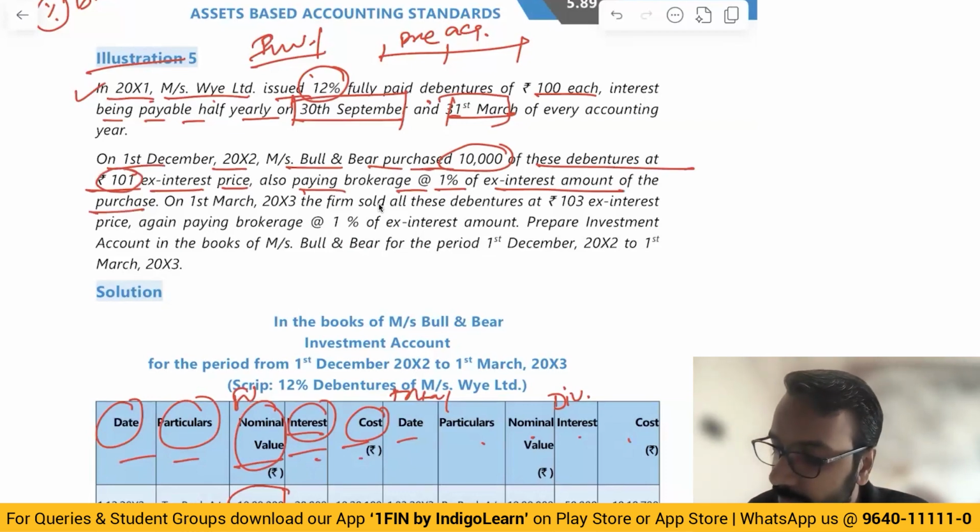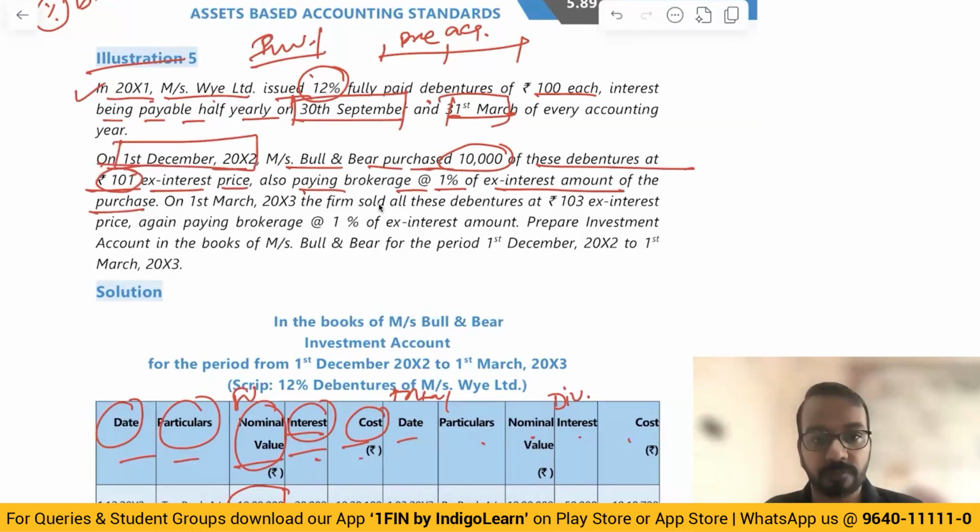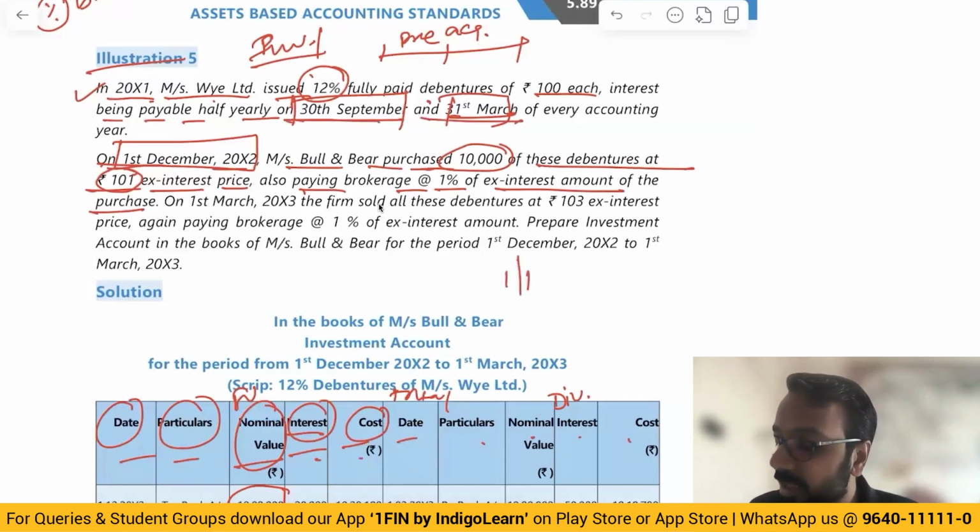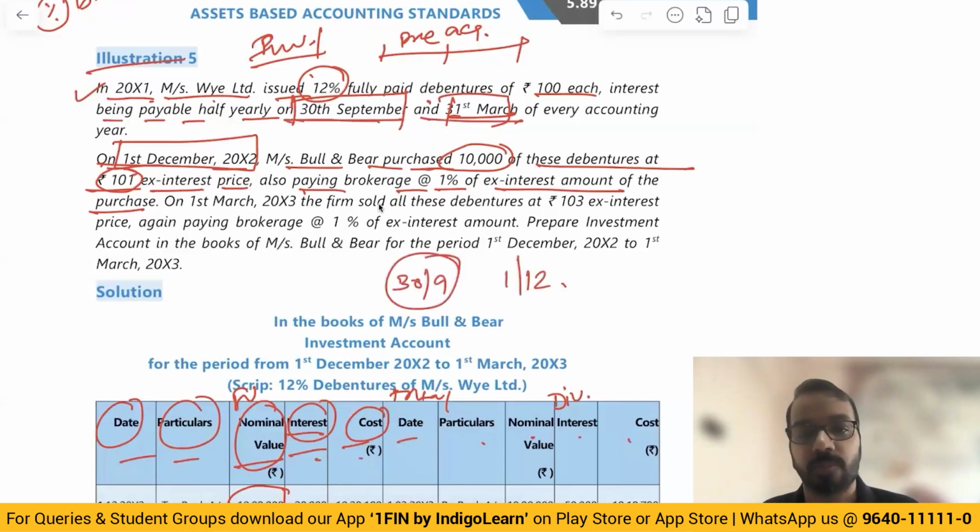We purchased on 1st of December. When we purchased on 1st of December, first thing that you have to do is calculate which was the last interest paid date. Here interest is 30th September, 31st March. If I purchase on 1st of December, the latest date is 30th of September. So till 30th of September, the company has paid the interest.